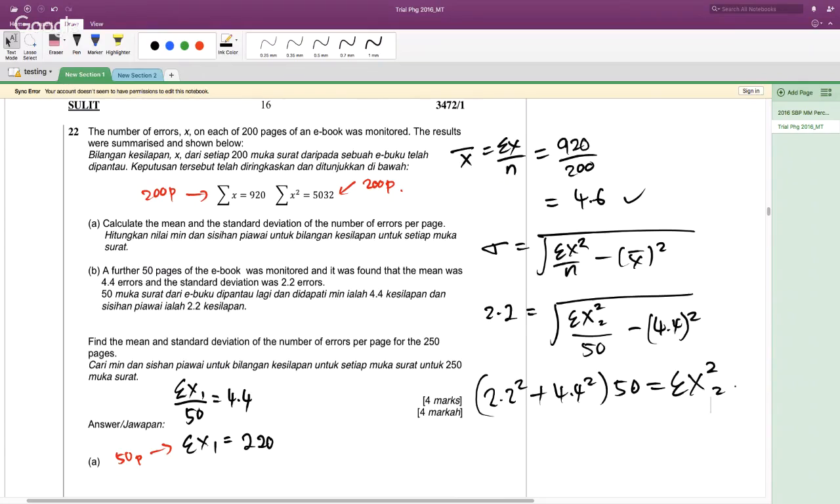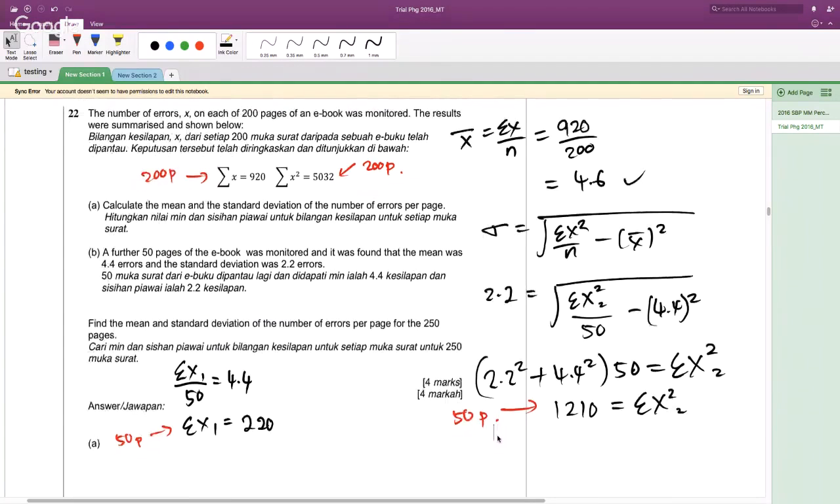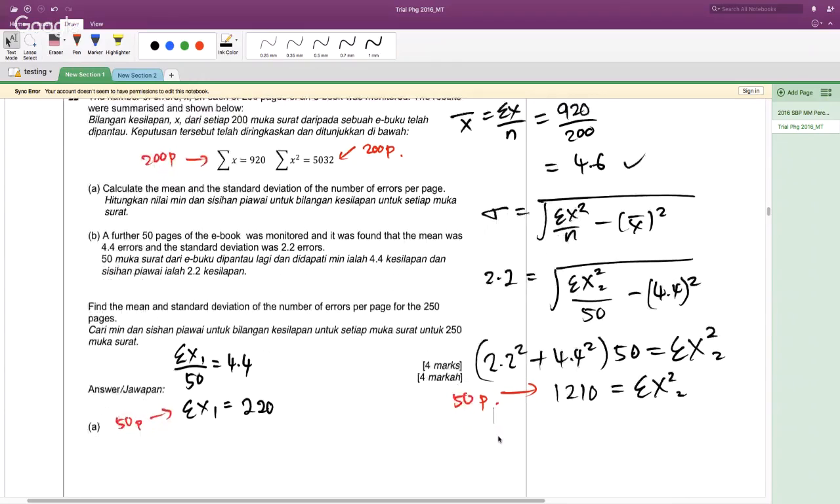So this one is 2.2 squared plus 4.4 squared, multiplied by 50. So I get 1210. That is the sum of X squared for the 50 pages. Now, the question actually asks us to find the mean and standard deviation for 250 pages. So that means I will need to join them together.